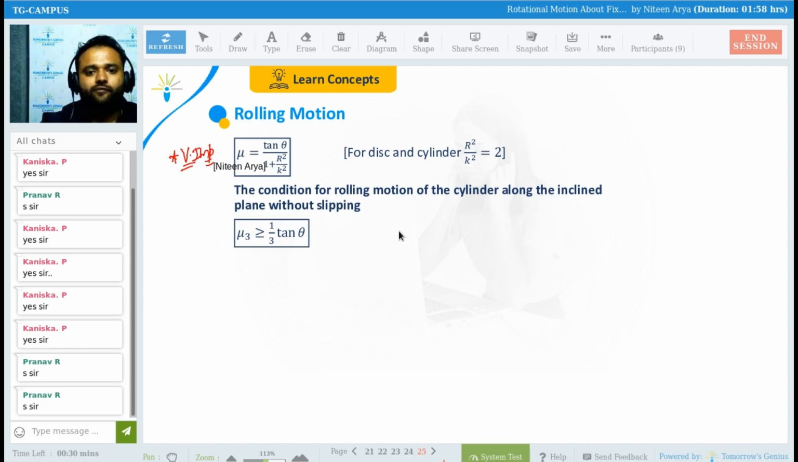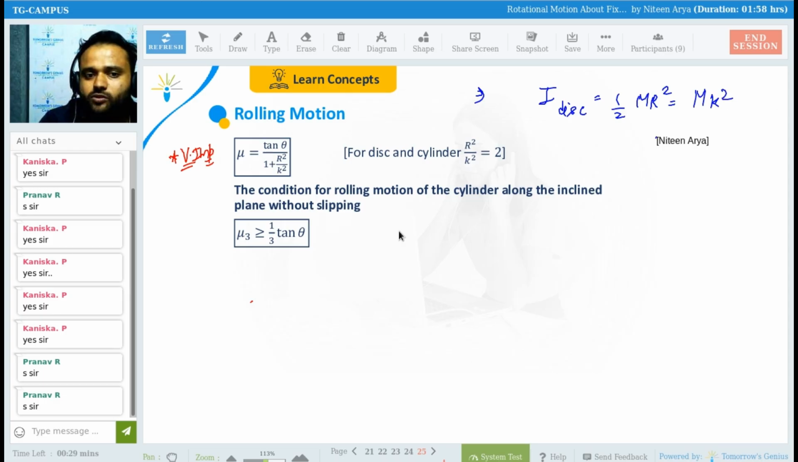Okay. And for disk, as I already told you, for disk and cylinder, k square by r square is 2. How so? See, for disk or cylinder, I have this is 1 by 2 mr square, and that is mk square. So r square by k square, I can get 2. Clear? This r square by k square term.